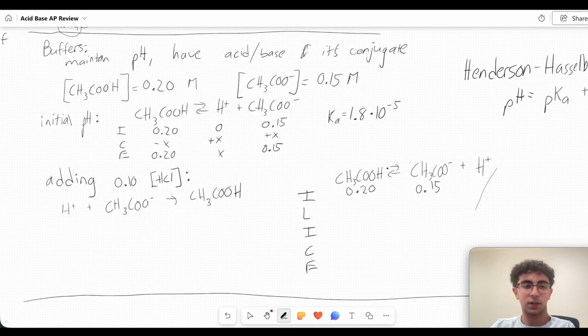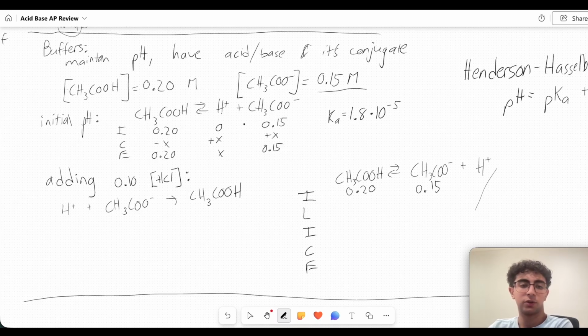Let's talk about buffers. What a buffer does is it maintains a pH relatively at one spot. So it'll have an acid or a base and its conjugate. As a very basic example, we could be given acetic acid at 0.20 molar and acetate at 0.15 molar. To solve for the pH of this, again, it's an equilibrium calculation, except now instead of this starting at 0, it's going to start at what we're given here.